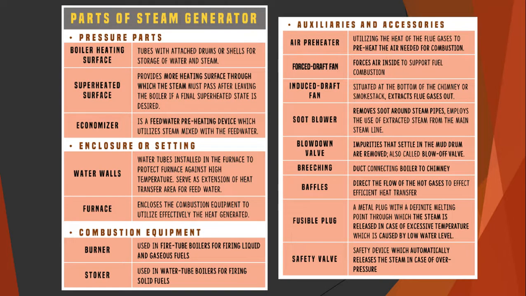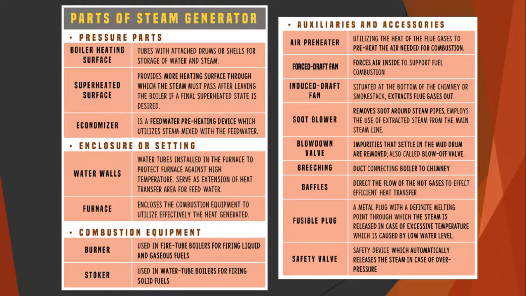Ito po yung parts ng ating steam generator. Pressure parts, the boiler, heating surface, tubes with attached drums or shells for storage of water and steam. Superheated surface provides more heating surface through which the steam must pass after leaving the boiler if a final superheated state is desired. Economizer is a feed water preheating device which utilizes steam mixed with the feed water.